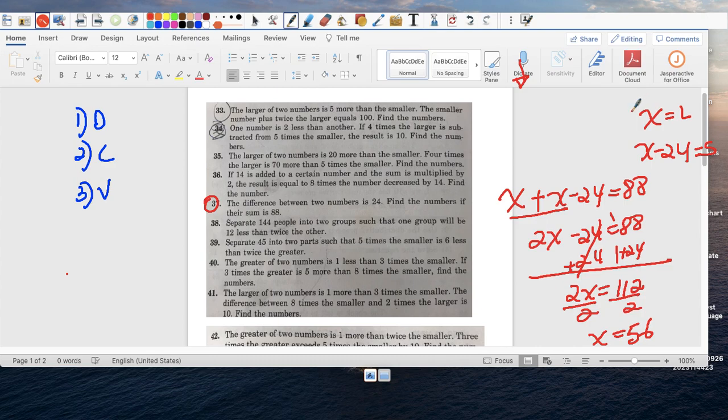So now this one, I find the large number first, and then the smaller one. So the large number is 56. And to find the other number, I'll do 56 minus 24, and that's going to give me 32. And again, if I add 56 and 32, does it give me 88? It does. Okay.